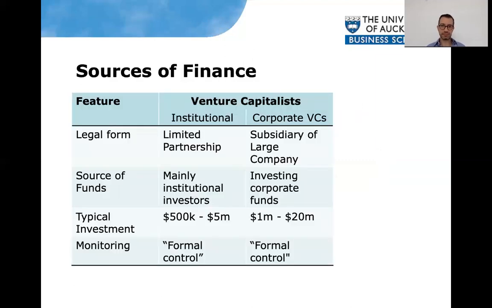So if we start from venture capitalists, there are two main categories of venture capitalists. On the left, you have institutional firms, which are independent firms, basically the model I've just explained before, but you can also have corporate venture capitalists. And these are subsidiaries of large companies. More or less all the big tech companies have some sort of corporate VC. I can think of Apple, Intel, Google. All these large companies have a subsidiary that invests in startups, in technology companies.